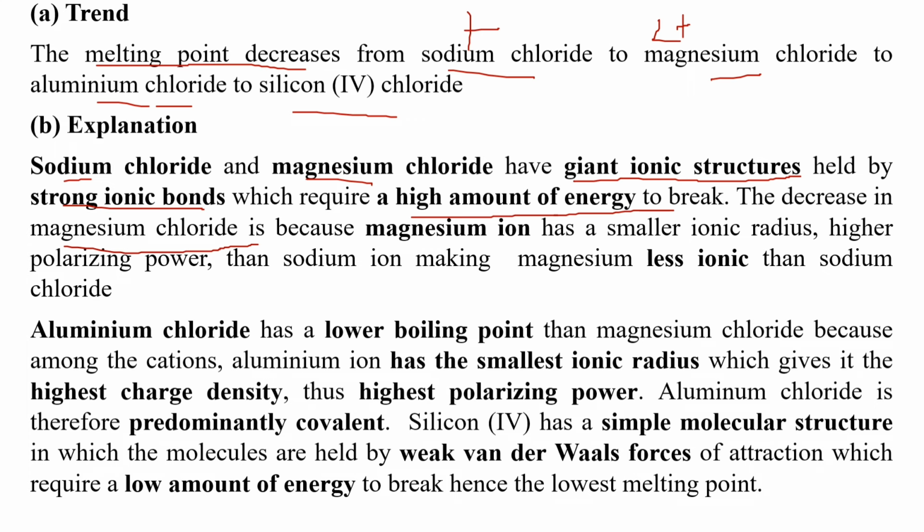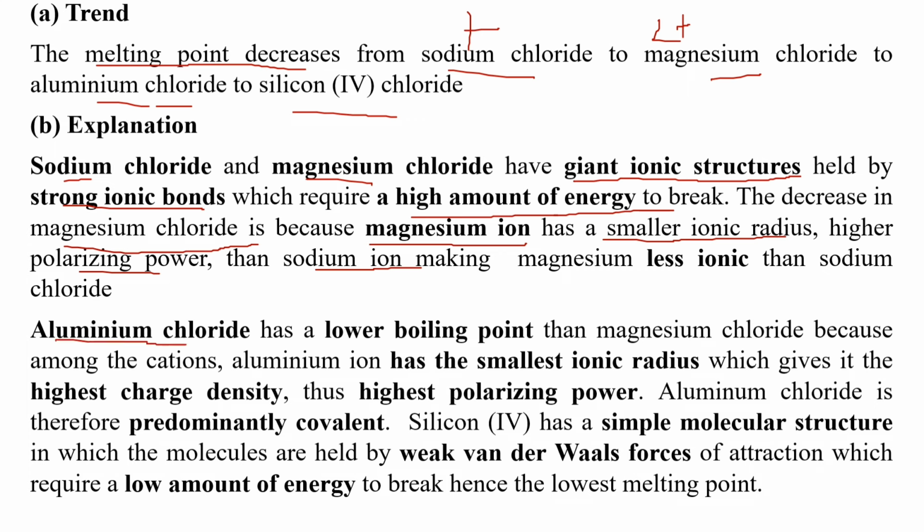Why does magnesium chloride have a lower melting point? Because the magnesium ion has a small ionic radius and high polarizing power, so it greatly polarizes the chloride. The sodium ion has less polarizing power. So magnesium chloride would be more covalent, and sodium chloride would be more ionic. That makes magnesium chloride less stable.